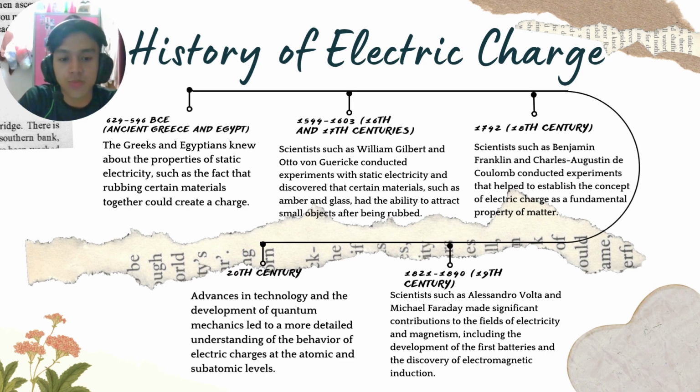In the 19th century, in year 1827 until 1840, scientists such as Alessandro Volta and Michael Faraday made significant contributions to the field of electricity and magnetism, including the development of the first batteries and the discovery of electromagnetic induction. And finally, in the 20th century, advances in technology and the development of quantum mechanics led to a more detailed understanding of the behavior of electric charges at the atomic and subatomic level. We can see that in future, the technology becomes more advanced compared to the past.